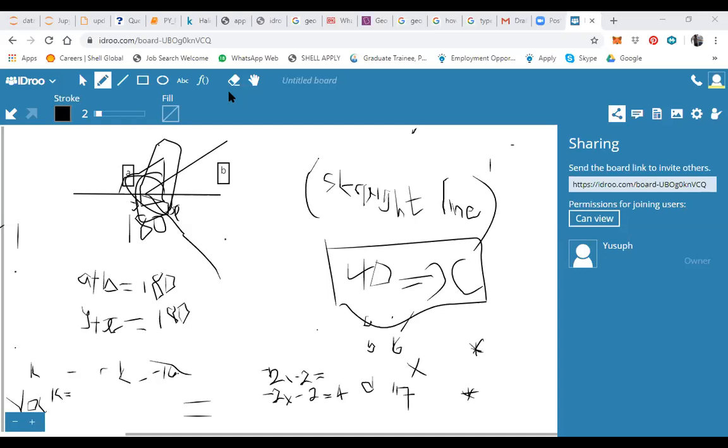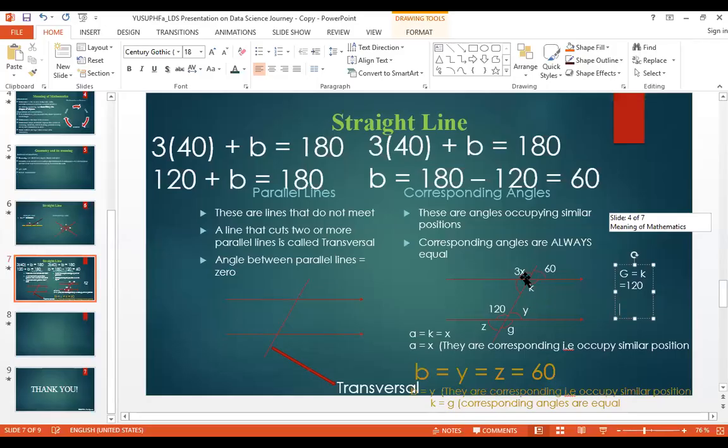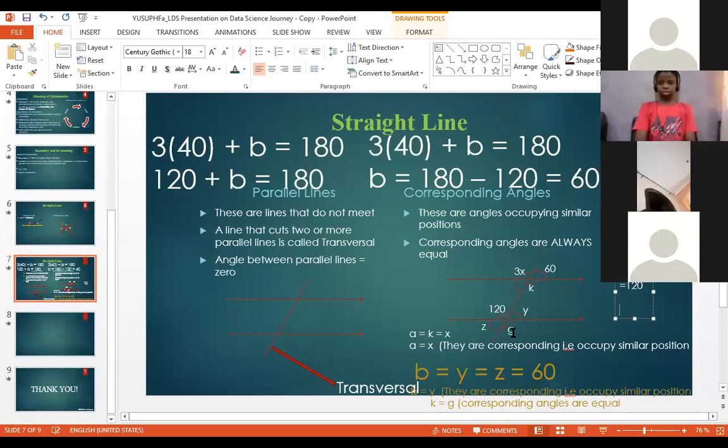Is that okay? So, sum of angles at a point means the total angles that join or meet at that particular point. What are they? Look at, for example, here. Can you all see? This is 120. At this particular point now, there are 4 angles. 120 plus Y plus G plus Z is equal to 360.